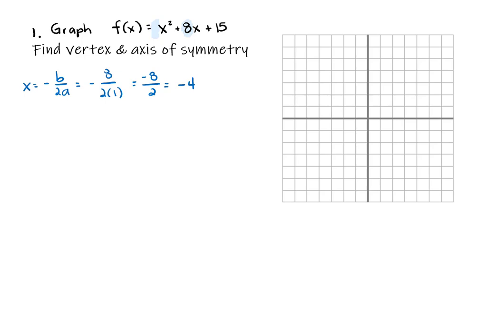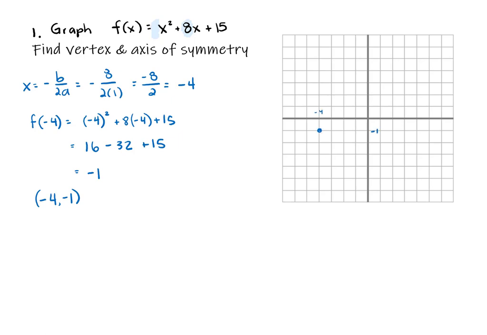So to find my y value, I'm going to plug that into my function. You say, what's f of negative 4? And make sure that when you plug in a negative, you always want to put parentheses. So we're going to say negative 4 squared plus 8 times negative 4 plus 15. That turns into a positive 16 and a negative 32. And that gives me negative 1. So my coordinates will be negative 4, negative 1. Let's put that on the graph.